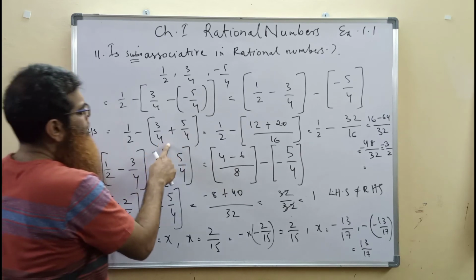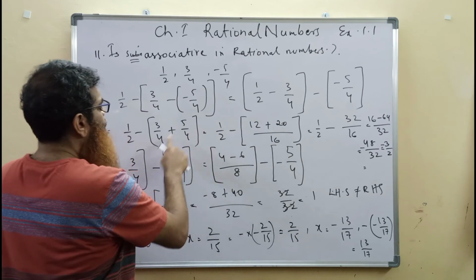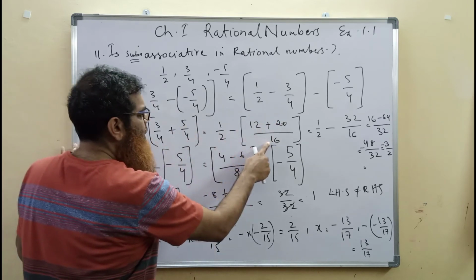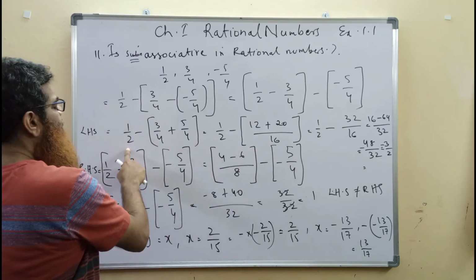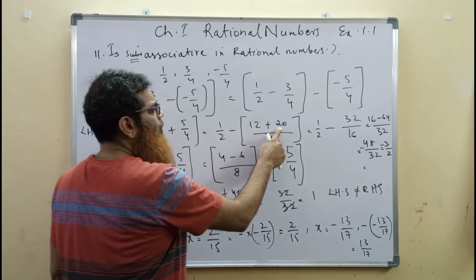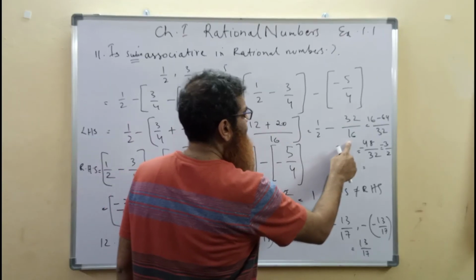So we'll do the operation in the brackets first. 4 3s are 12, 4 5s are 20. 12 plus 20 divided by 4 4s are 16 in the denominator, and this 1 by 2 we have carried to the next stage here. 12 plus 20 is 32 and 1 by 2 is as it is, our denominator 16 as it is.